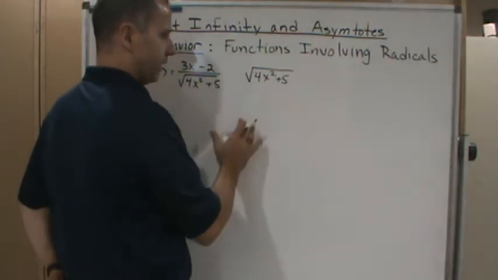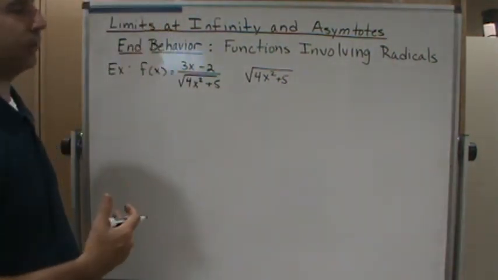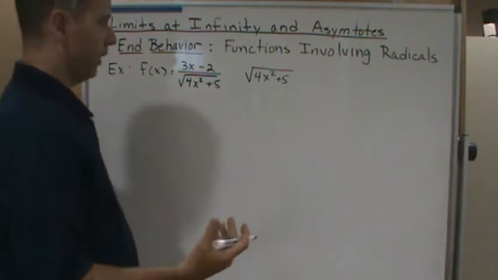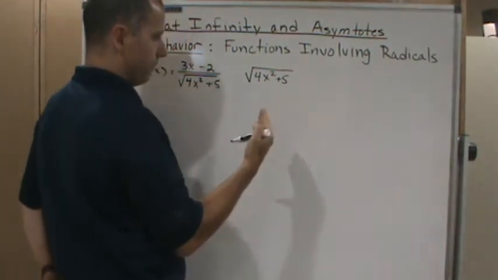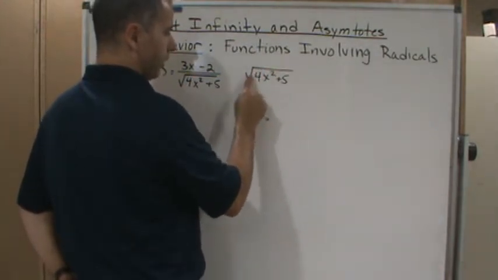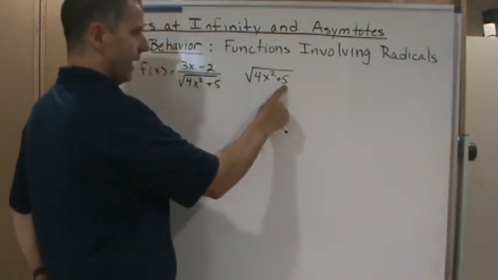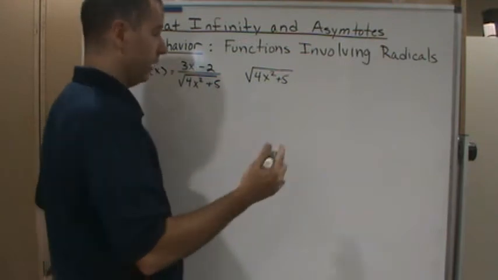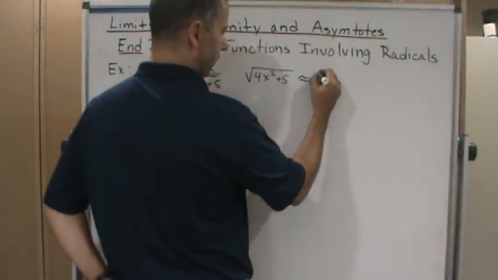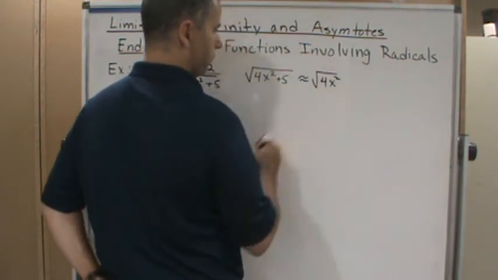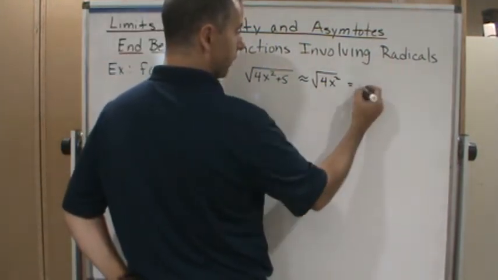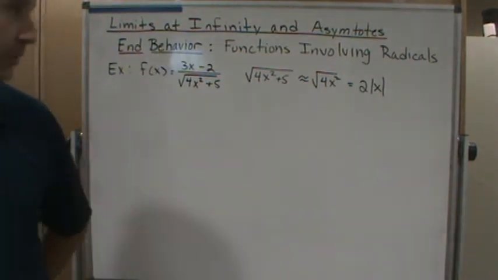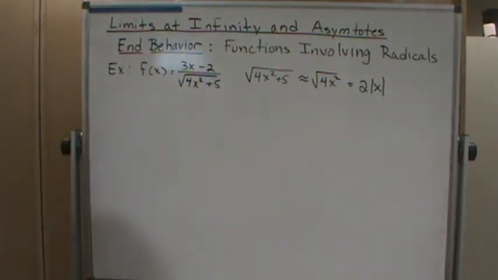How would we look at the end behavior? Well, as x is getting really big, positive or negative, this thing is growing really, really fast. This is staying the same. So we could say for really large values of x, either positive or negative, this can be approximated by the square root of 4x squared, which then is equal to what? It's equal to 2 times the absolute value of x. Why do I put the absolute value of x? Because we're dealing with the square root of x squared. Okay?